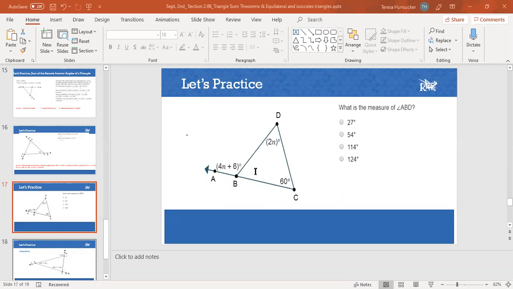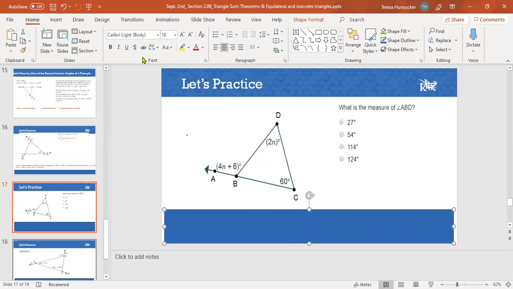We want the measure of ABD. ABD is exterior angle B. So that's an exterior angle. Remember the exterior angles theorem? The measure of exterior angle B is the sum of the other two interior angles, right? So if it's angle B, we have two other angles, D and C. You're going to add D and C. We're going to add them together, and that will equal 4n plus 6.